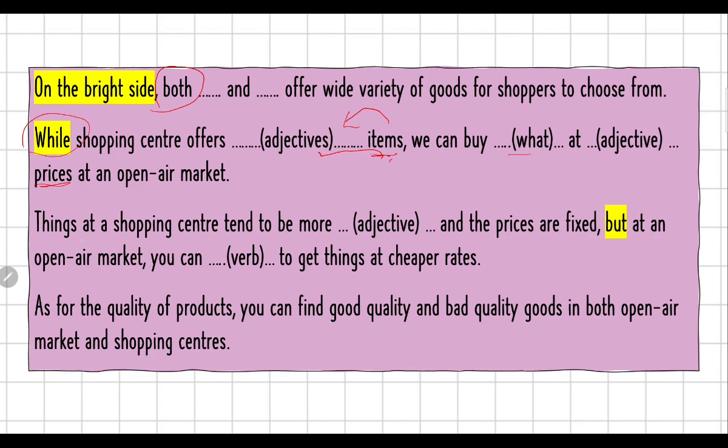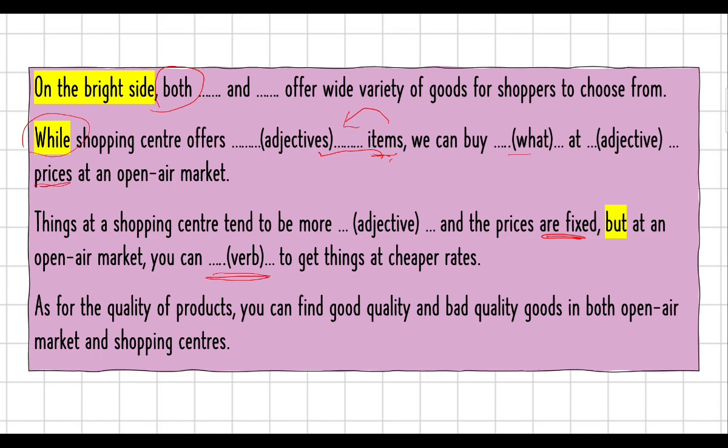Next one, things at a shopping centre tend to be, okay, harga yang macam mana ataupun sifatnya macam mana barang-barang dekat situ. And the prices are fixed. Harganya fixed, tak boleh minta discount. But at an open air market, you can, what is the verb? Tadi saya guna dah, saya tunjuk kat depan tadi perkataan to start with the letter B. You can, what? To get things at cheaper rates.